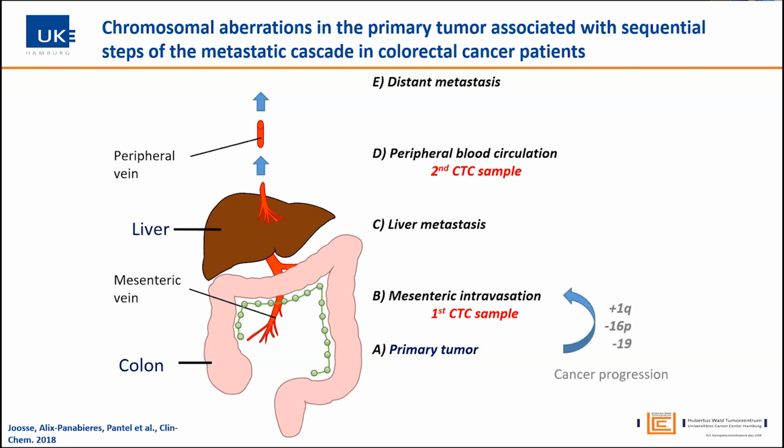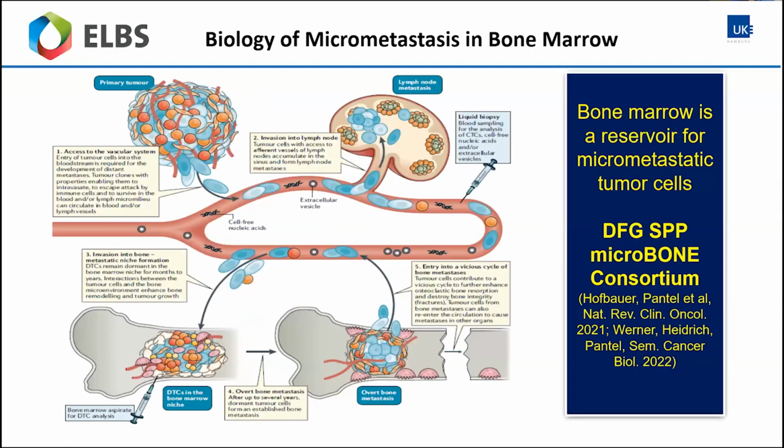And we could really show by copy number variation analysis that with each step of this metastatic cascade, there was an addition of genomic aberrations. We also have, interestingly, a great interest in micrometastasis, which is correlated to the field of minimal residual disease.